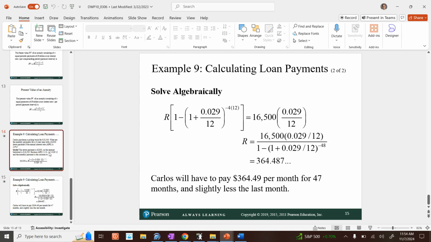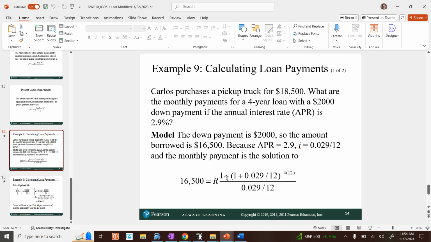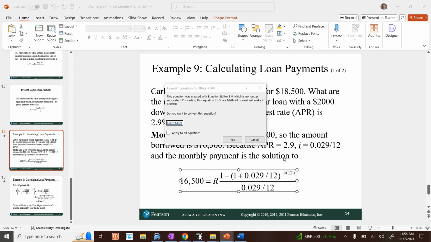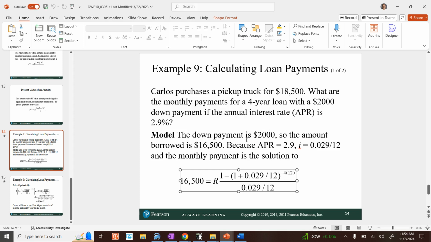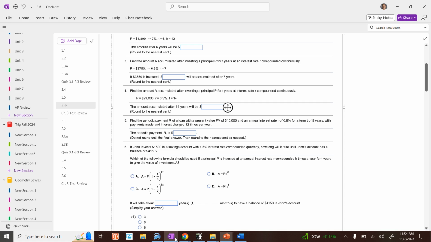All right. So if we go back one, oh, Mr. Bierschbach, since it's the annual percentage rate, the interest is 2.9, I have to divide that by 12 to figure out the monthly rate. So that is where I went wrong. Okay. We'll look at that when we look at this.